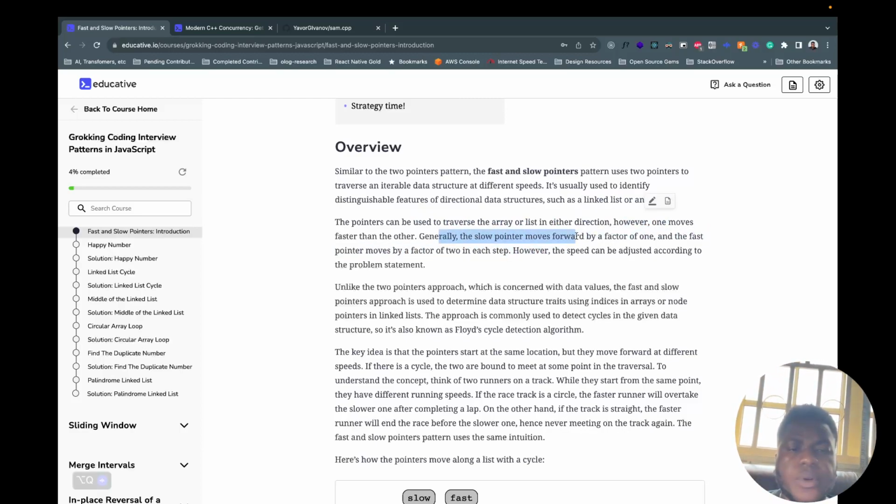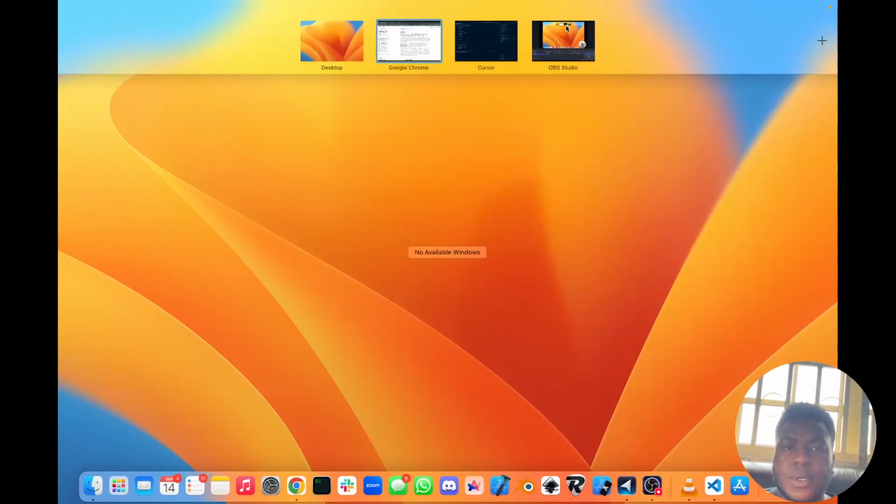Generally, the slow pointer moves forward by a factor of 1, and the fast pointer moves by a factor of 2 in each step. However, the speed can be adjusted according to the problem statement. Unlike the two-pointer approach, which is concerned with data values, the fast and slow pointers approach is used to determine data structure traits using indices in arrays or node pointers in linked lists.